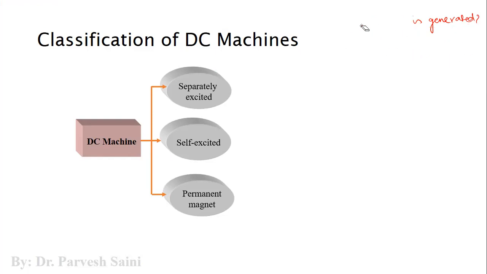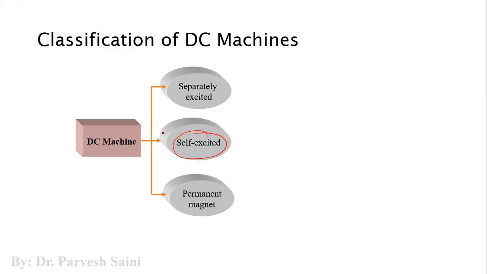And then the second category is the self-excited DC machine. In self-excited DC machine, the field winding is connected to the supply or connected to the voltage which is associated with the armature. If it is a generator, we get the current in the field winding from the armature itself. If it is a motor, then we get the current in the field winding through supply. So the same source is used. We do not use a separate or different source to generate magnetic field or to excite the field system.